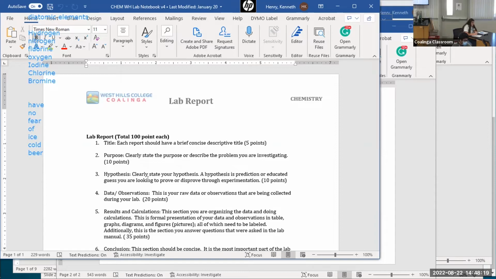Okay, so you multiply that by 3, so it's going to be 15 points for the title. Okay, 15 points just for putting the title of the lab, so it is correct. I expect these to be typed.